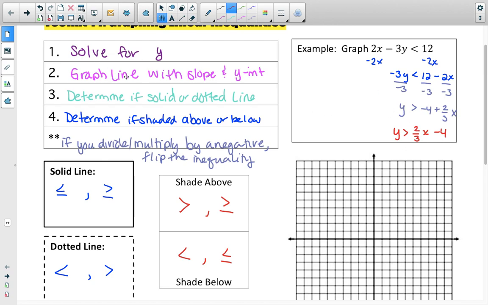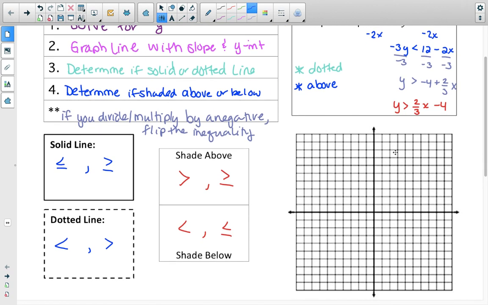Now, we need to determine if it's going to be solid or dotted, and if it's going to be shaded above or below. So, it is greater than, so it will be just a dotted line. It is greater than, so we will shade above. We can also check to see if the coordinate 0, 0 will work. So we're going to do that as well. We're going to check a coordinate.